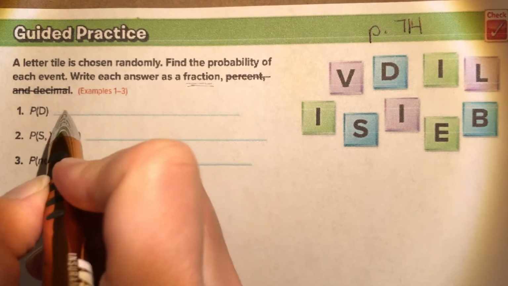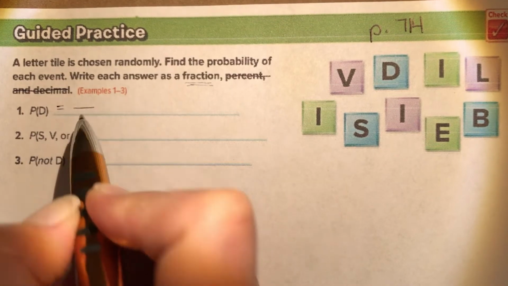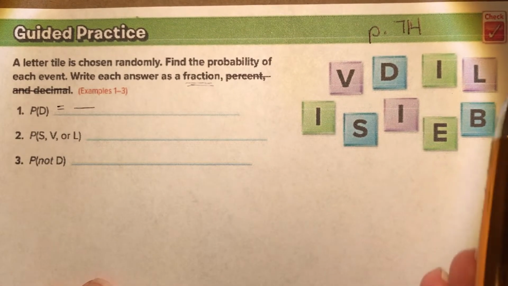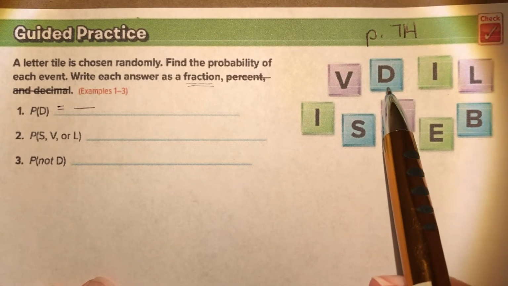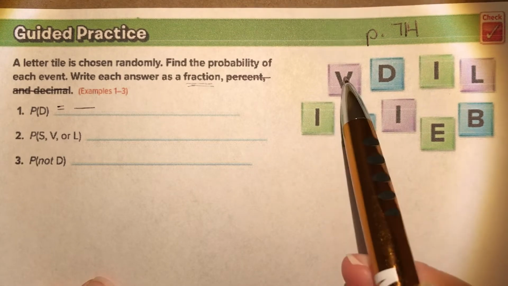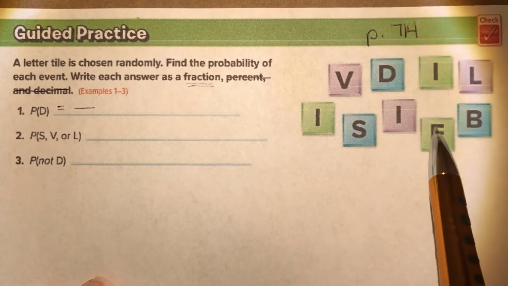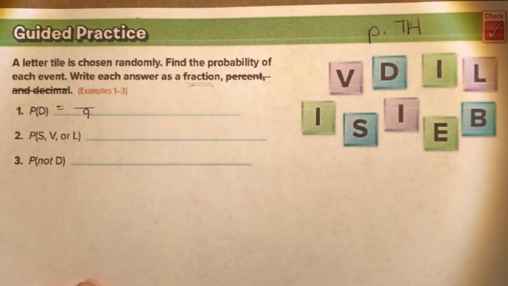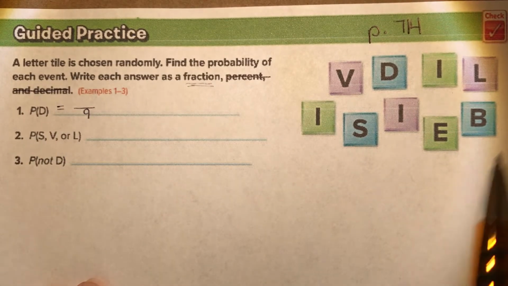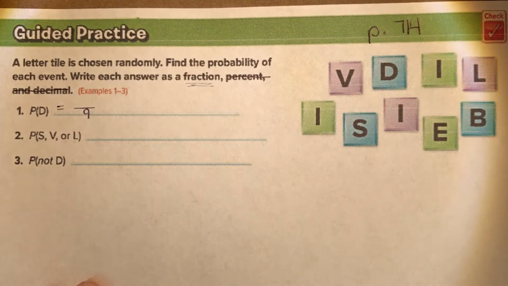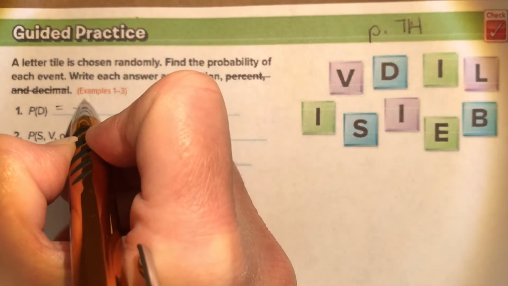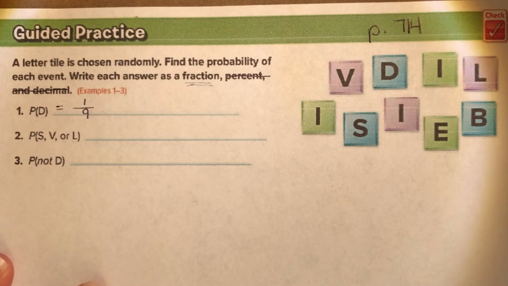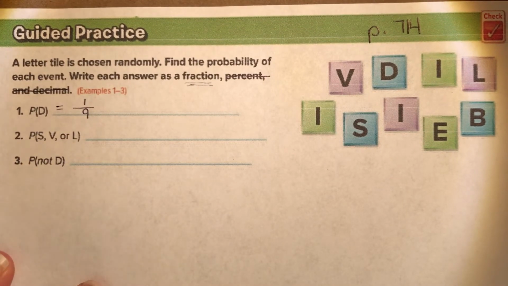So first off, with probability, the bottom number is how many total options are there. So including the D, we're going to count them out. 1, 2, 3, 4, 5, 6, 7, 8, 9. So there are 9 tiles. And then how many of the tiles are a D? And that is only 1. And so if I could, I would reduce it. I can't, I'd leave it like this.